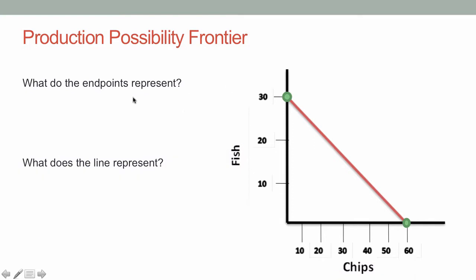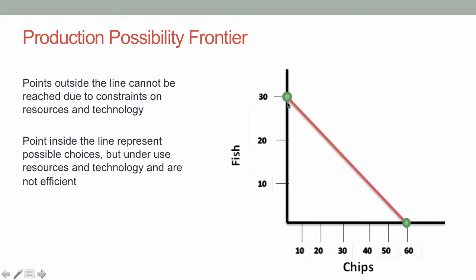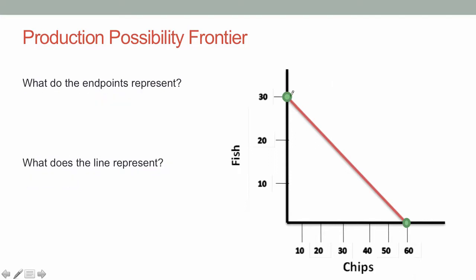What do the endpoints represent? Well, we already talked about that a little bit. The endpoints in this case just tell you the extremes. This point right here is 30 fish and 0 chips. That's putting all of my resources into one good and none of it in the other. Or down here would be 0 fish, but 60 chips. So my endpoints represent my extremes: all my resources in fish or all my resources in chips.